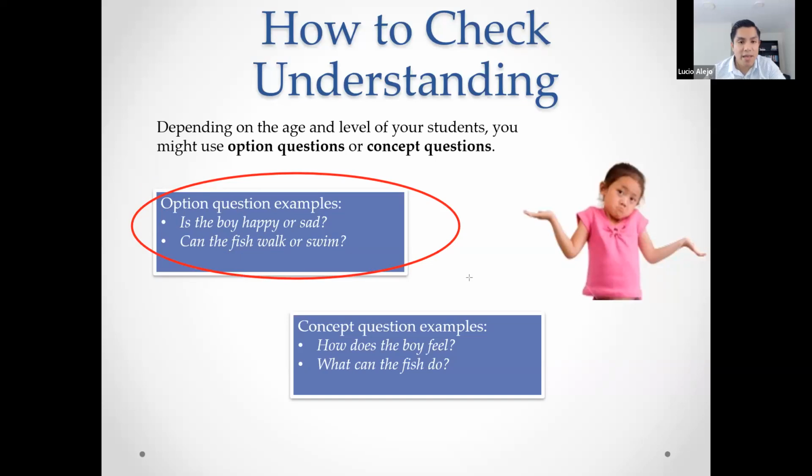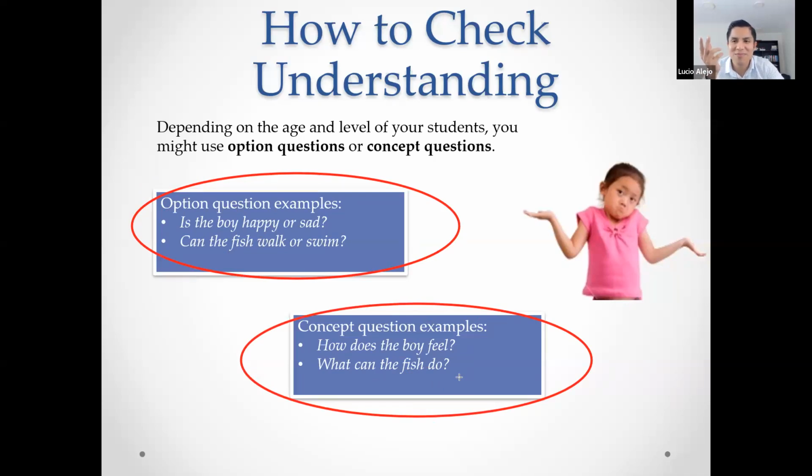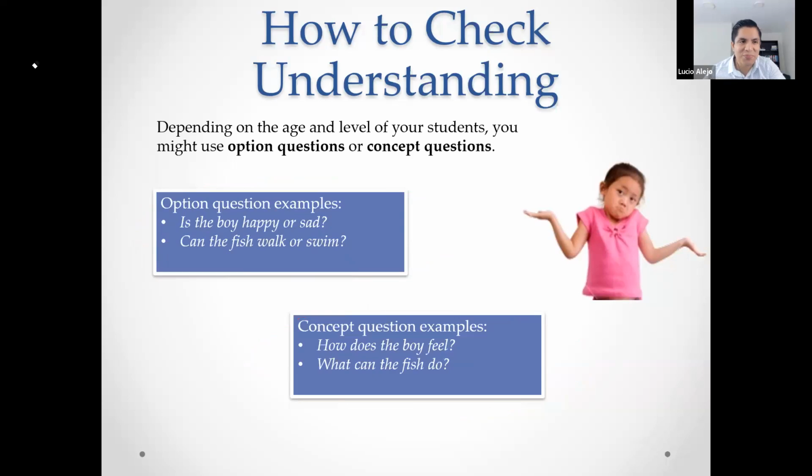Now, if the students are more advanced, like teenagers or adults at basic level, you can use concept question examples. For example, how does the boy feel? And they would say something like, oh, the boy feels happy. Oh, okay. What can the fish do? Oh, they can swim. Oh, good, good. So in that way, you can see that they understood. Because if you only ask them, do you understand? They will say yes most of the time. So don't ask that simple question.